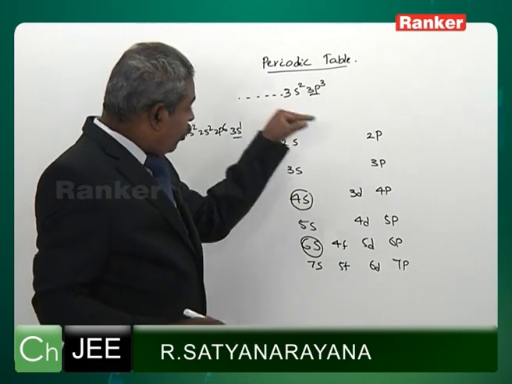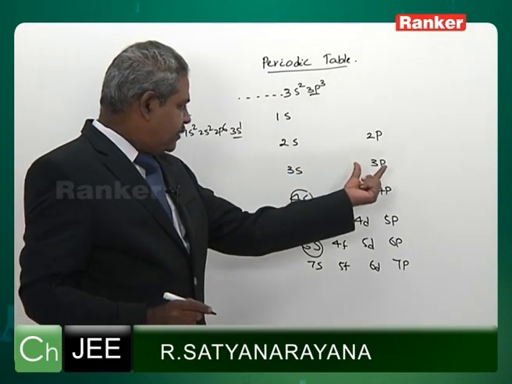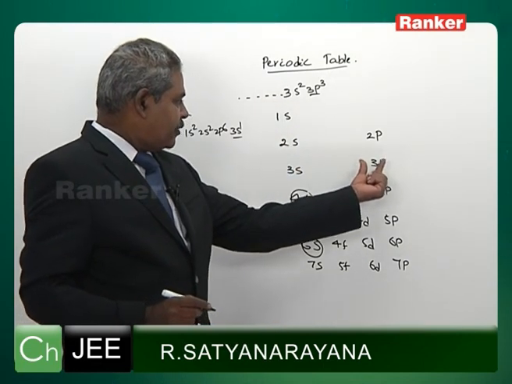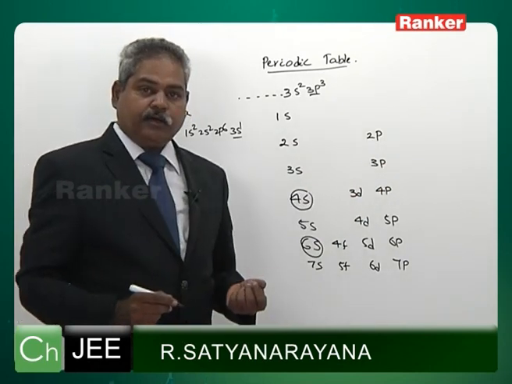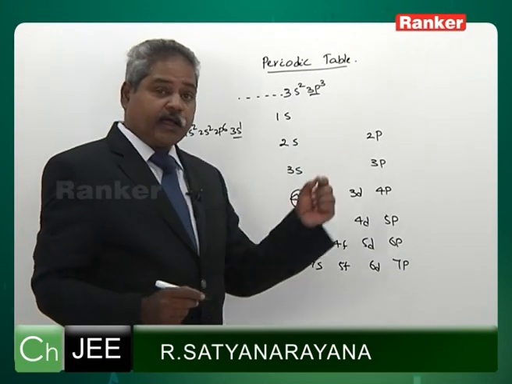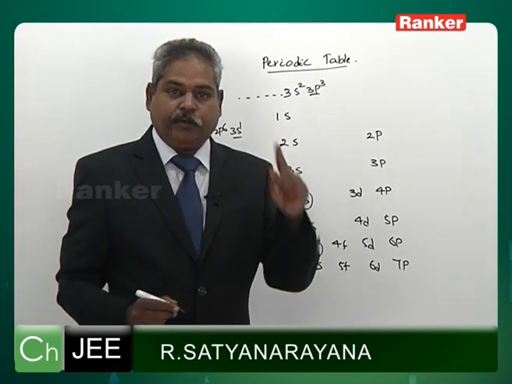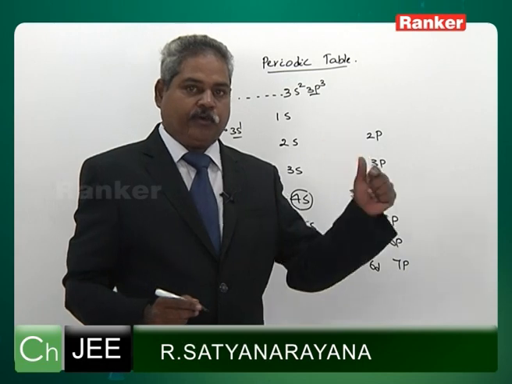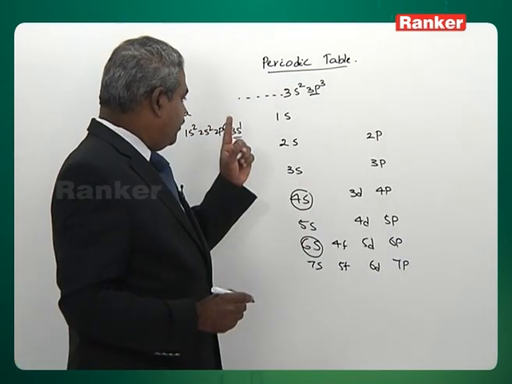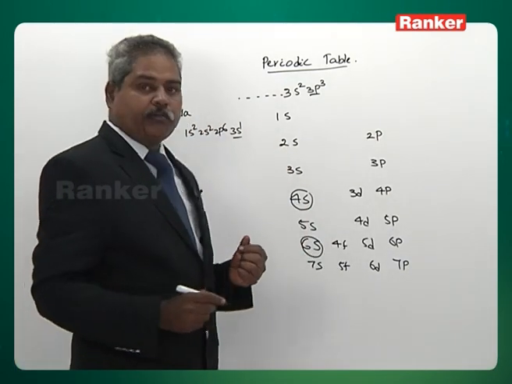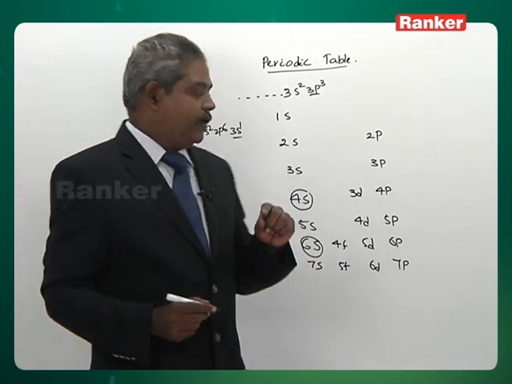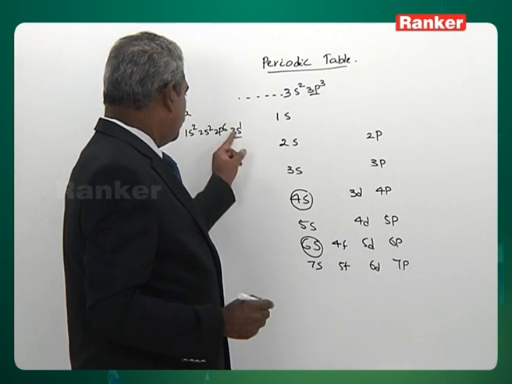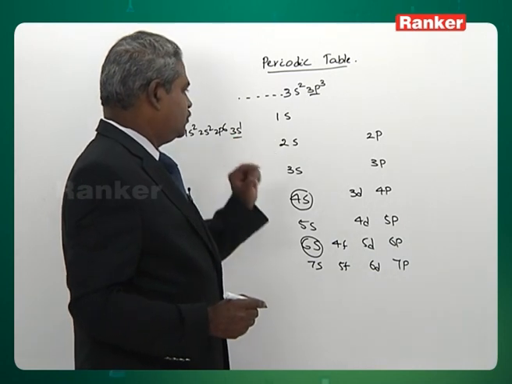And P block, the 6 elements towards the extreme right are called P block elements. Why do we have 6 elements only there? Because the P sublevel can accommodate 6 electrons. You can have P1, P2, P3, P4, P5, P6. And we have only 2 groups in the S block because the S sublevel can accommodate 2 electrons only. S1, S2. Sodium, magnesium.